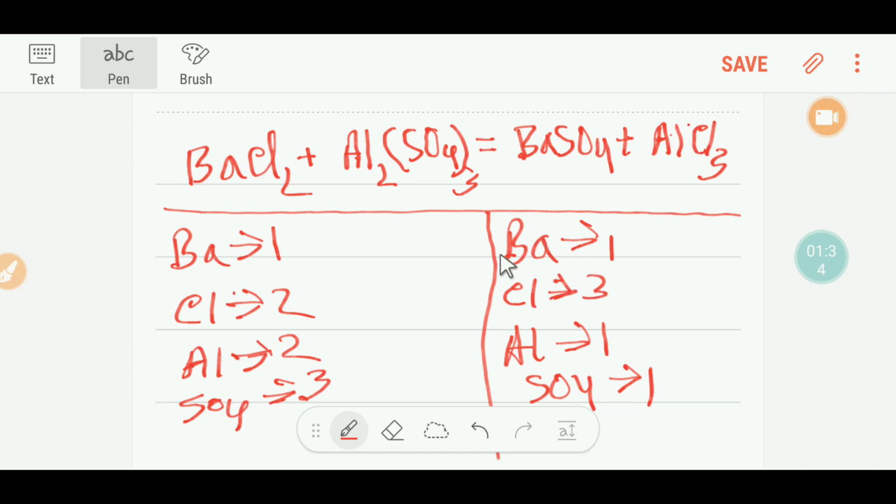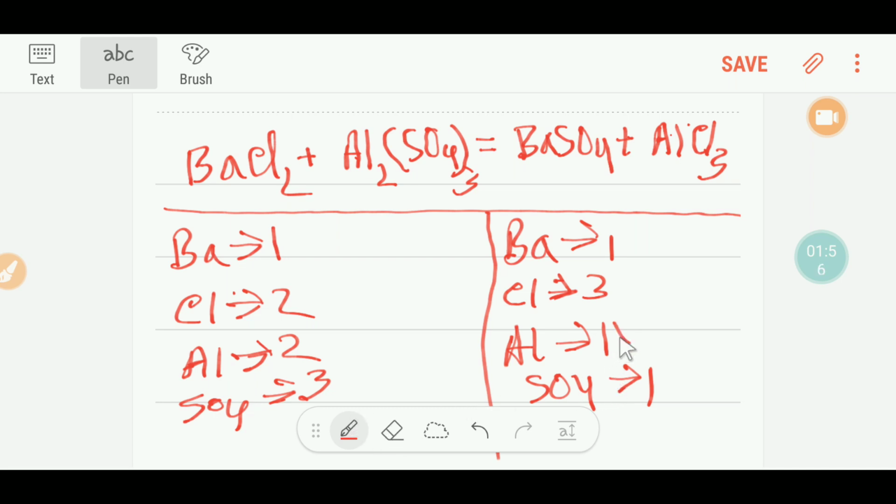Okay. To balance this reaction, I have to see the number of atoms from both sides. Here barium 1, 1, so barium is balanced. Here chlorine 2, but here chlorine 3, so chlorine is not balanced. Here aluminium 2, but here aluminium 1, so aluminium is not balanced, and sulfate 3, 1 is not balanced.